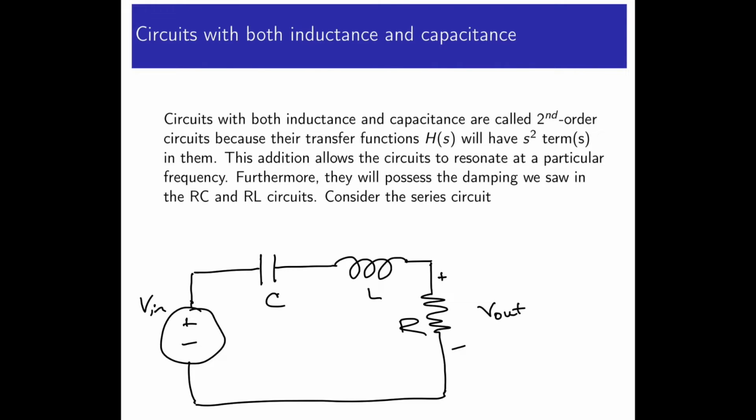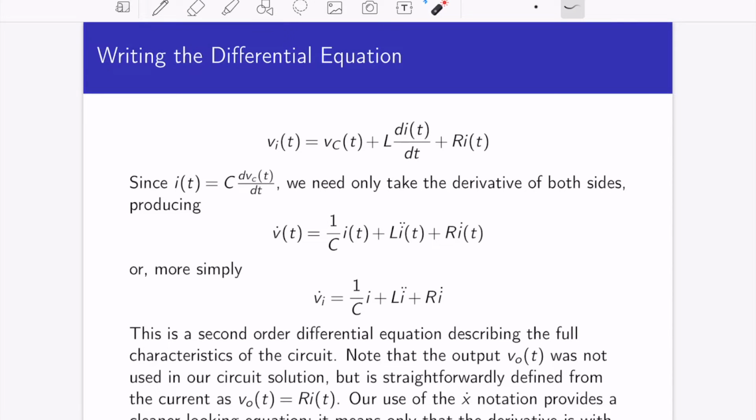So here's our circuit. We're going to go ahead and again write an equation going around the loop. VI of t is equal to Vc of t plus L di/dt plus R i of t. Remember, of course, for a capacitor that I is equal to C dV/dt.